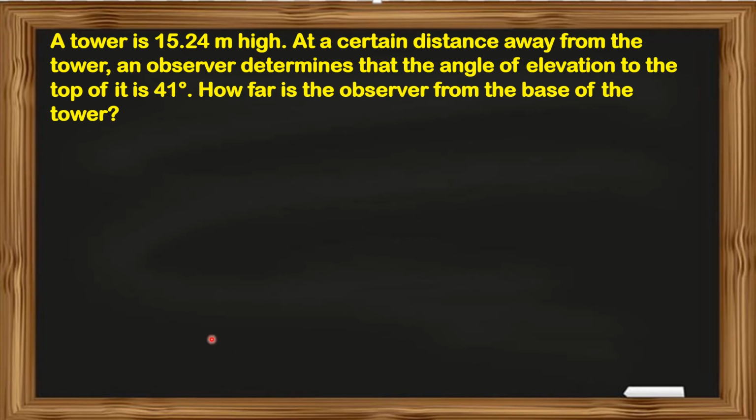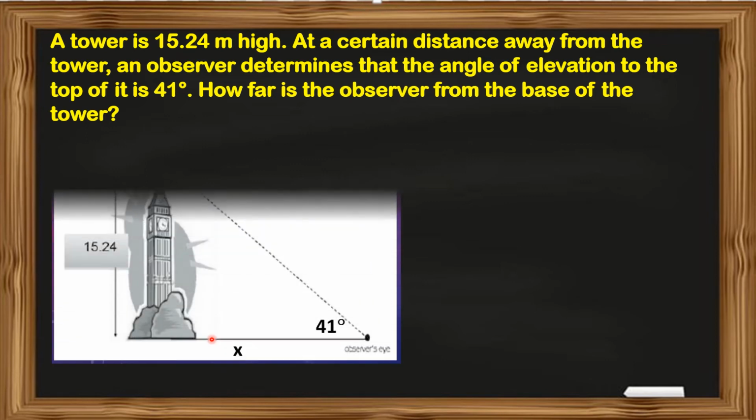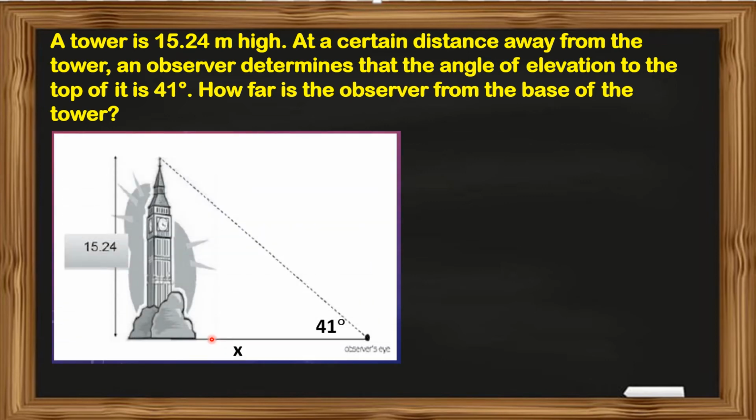After reading and analyzing, we have to come up with a diagram. And my diagram will look like this. I have a tower that is 15.24 meters high, and the measure of the angle of elevation that is formed from the horizontal to the line of sight of the observer is 41 degrees. What we're looking for is the distance of the observer from the base of the tower. So our unknown is here, x.